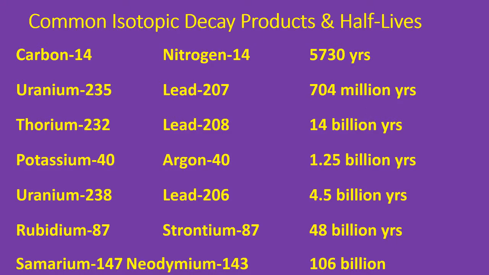This purple slide is just a quick reference one. I've showed you this before. It's just so you can flip back through your notes and have an idea of how far back it takes to get to one half-life of a particular element. The most interesting one here is probably going to be rubidium-87 to strontium-87. It takes 48 billion years for this to happen.